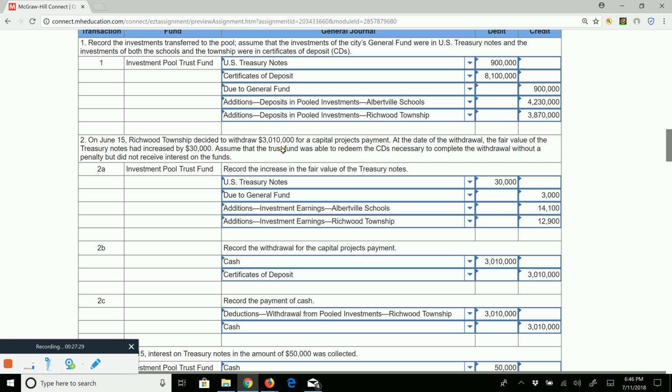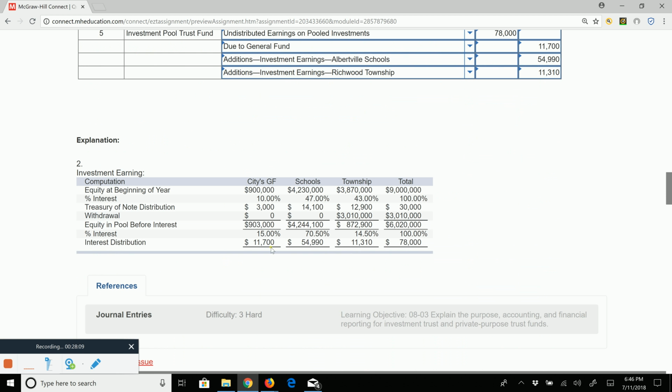So there's really two things going on here. The first thing we want to do is take care of the T-note increase of $30,000. So in the trust fund, we're going to increase the U.S. T-notes, which is our investment account, by $30,000. And we are going to allocate that increase of the T-notes to the participants of the pool based on their ownership percentage of the pool at this moment in time. So in order to do that, we're going to put a table together that looks something like this. And I want you to follow me here.